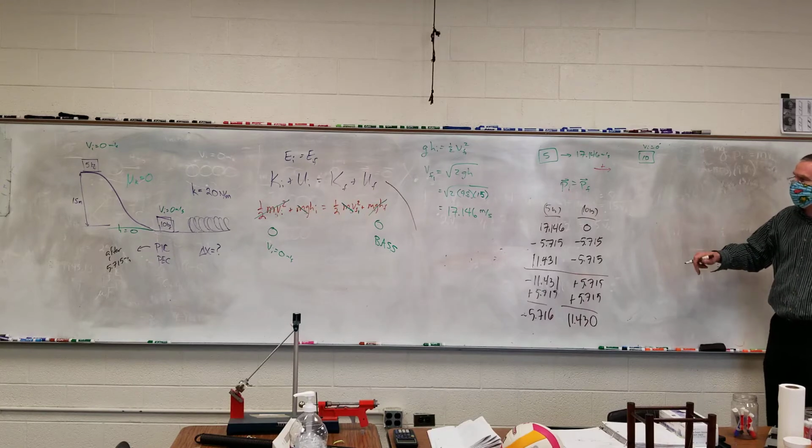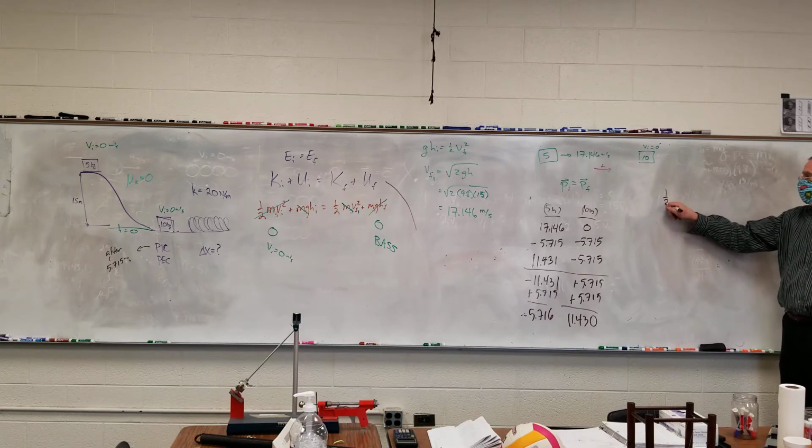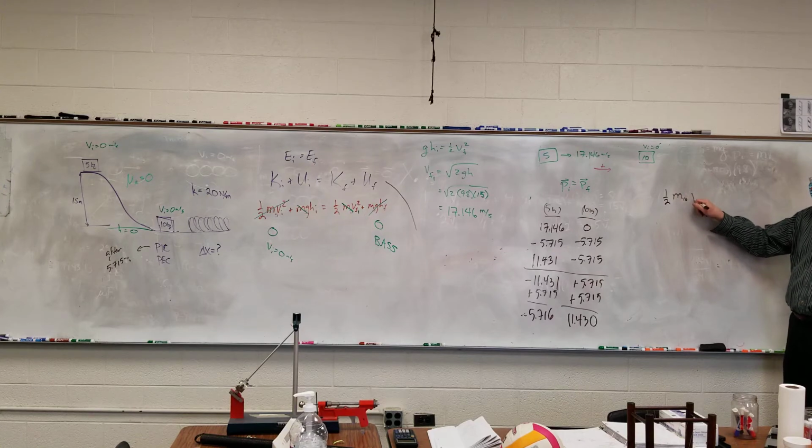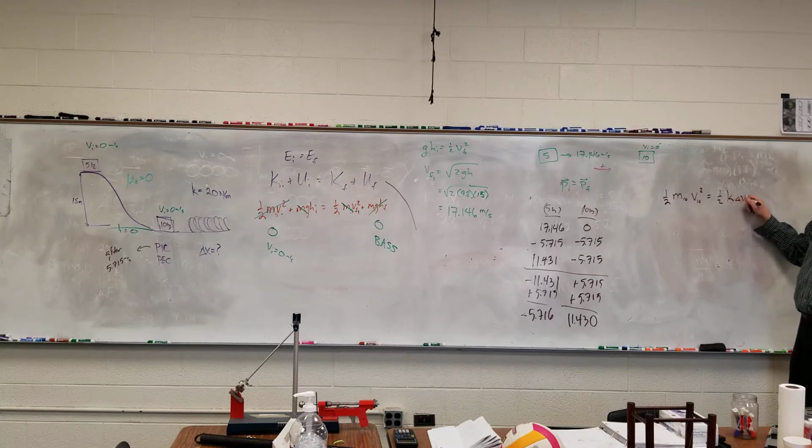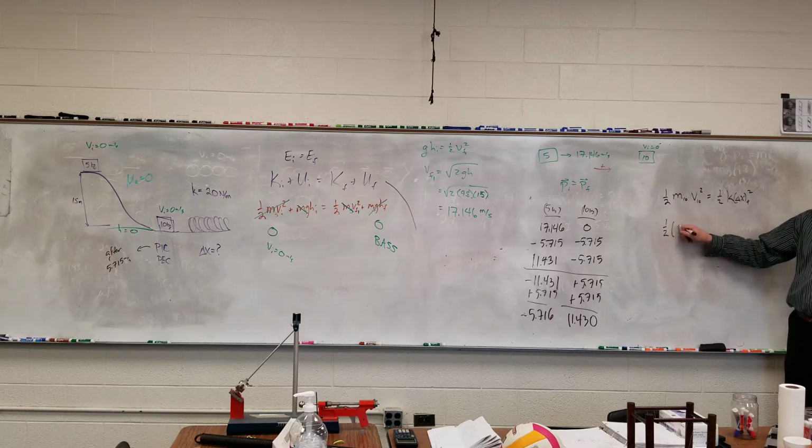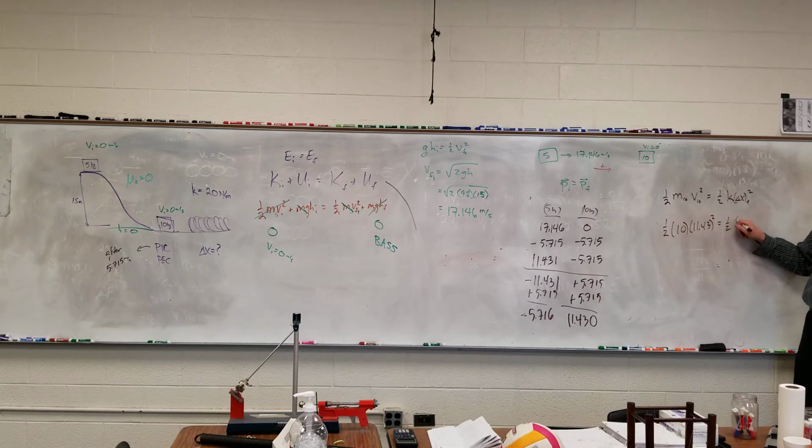And so we were back to the equation we were with before of 1/2 mass, this time it's the mass of the 10 times its speed squared is equal to 1/2 k delta x final squared. So this is 1/2 times 10 times 11.43 squared is equal to 1/2 times 20 times delta x f squared. Let's cancel out. So somewhere around 8 meters.